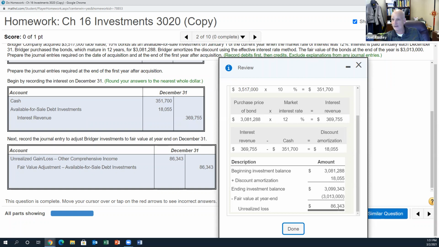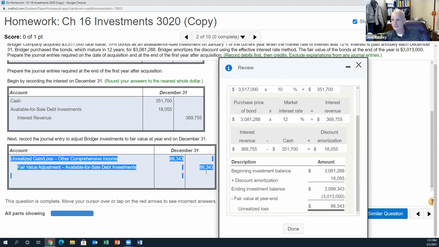So we have lost value. We haven't sold anything, so we have a holding gain or loss, and in this case a holding loss. We want to show that loss here in OCI, which is on the balance sheet. A loss debit goes to my balance sheet because the fair value adjustment is going to be a contra account against my investment, available for sale debt investment. So 86,343 is going to reduce the balance of my investment.